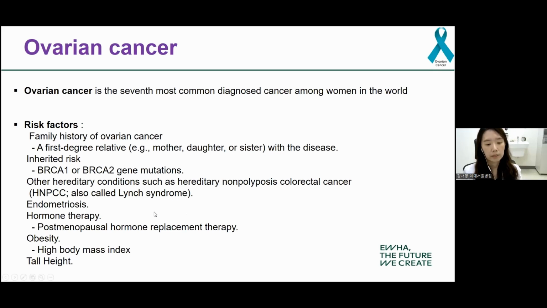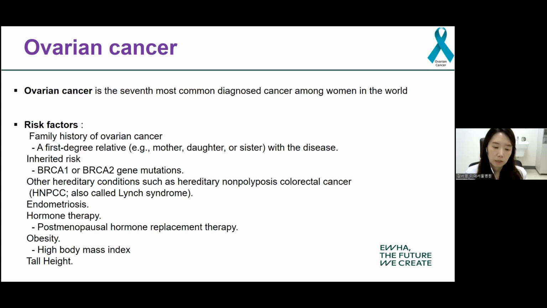Ovarian cancer is the seventh most commonly diagnosed cancer among women in the world. Ovarian cancer is not a single disease and can be subdivided into at least 5 different histological types that have different identifiable risk factors, cells of origin, molecular compositions, clinical features, and treatments.